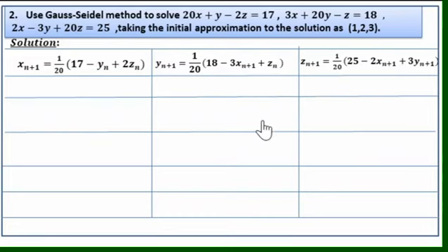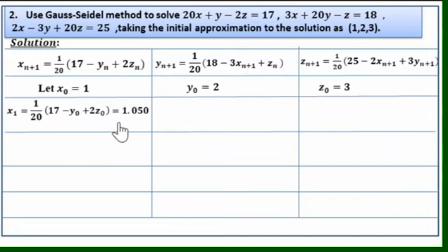So start with the initial approximation x naught equal to 1, y naught equal to 2, z naught equal to 3 given here. Take n equal to 0, you will get x1, y1 and z1. x1 is 1 by 20, 17 minus y naught plus 2 z naught. Here take y naught equal to 2 and z naught equal to 3. So x1 is 1 by 20, 17 minus 2 plus 2 into 3. So we'll get 1.05.